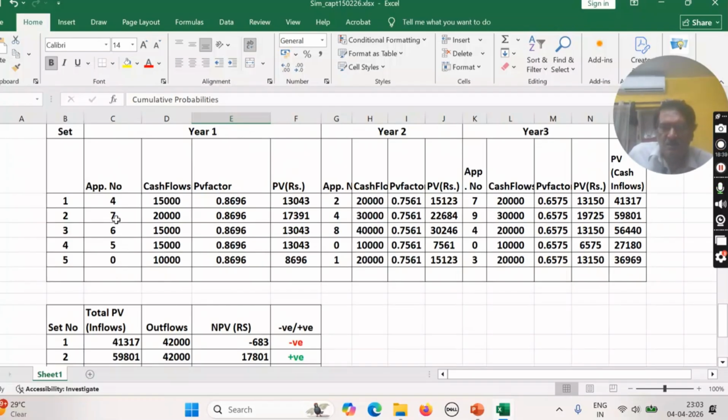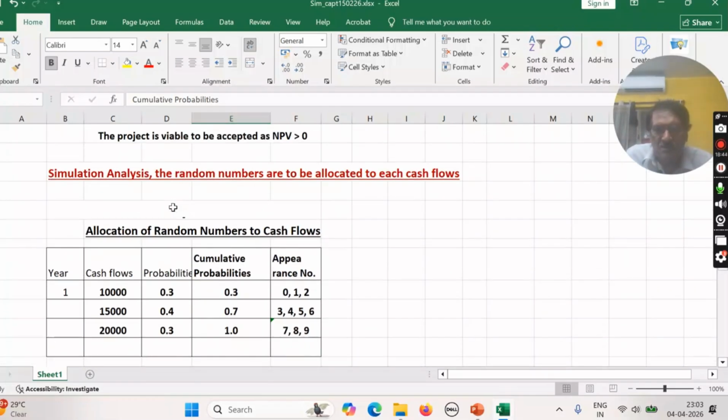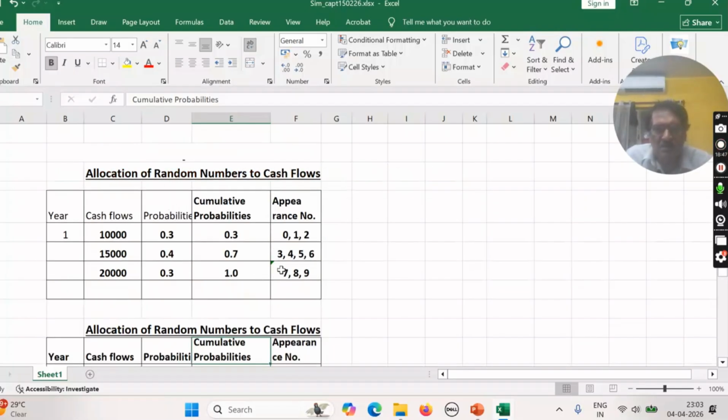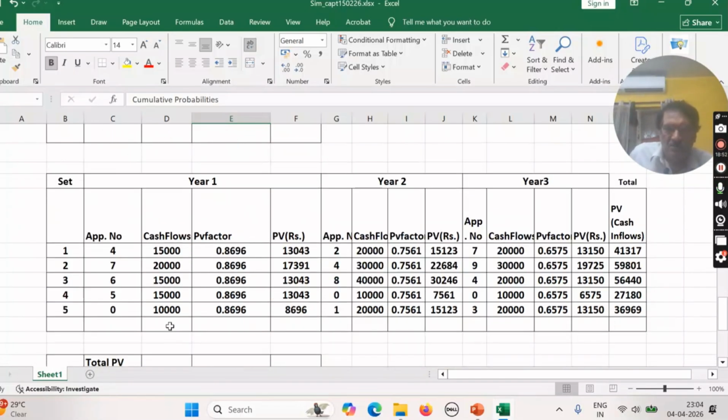Now the next random number is 7. Then what will be the cash flows? You see for the first year, where is the 7? 7 is this. 20,000 will be the cash flow. In this way, all the cash flows are noted here on the basis of the random numbers provided in the problem.